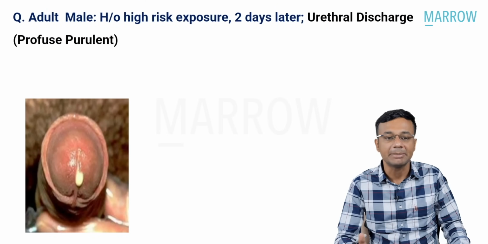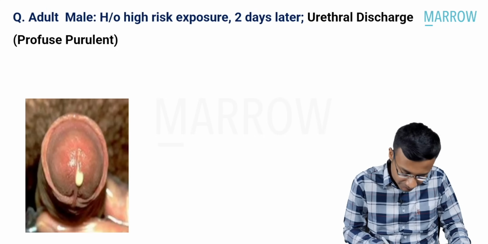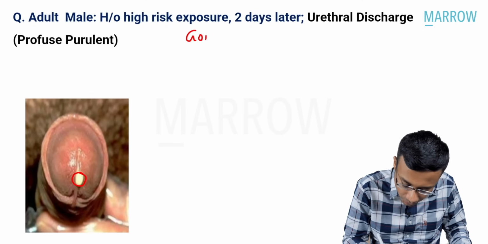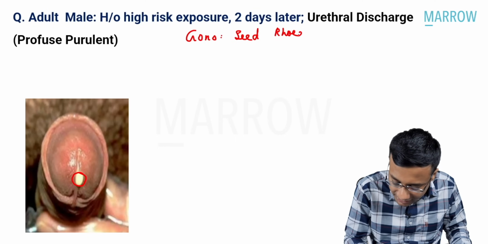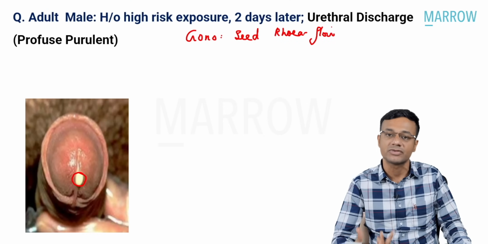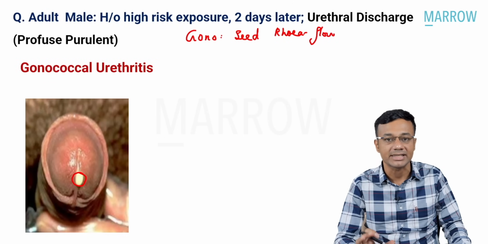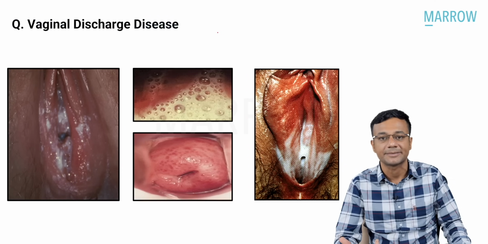Next, we have an adult male with history of high-risk sexual exposure, and 2 days later, the urethral discharge we can see is profuse and purulent. What is the meaning of the word gono? Gono means seed. Rhea means flow. This condition was called gonorrhea because of the profuse purulent urethral discharge which comes from the meatus. That's why this condition is called gonococcal urethritis. It has a short incubation period of generally 1 to 2 days.